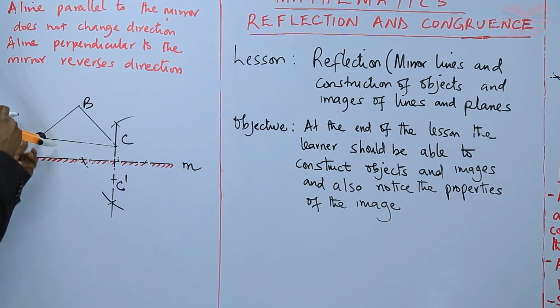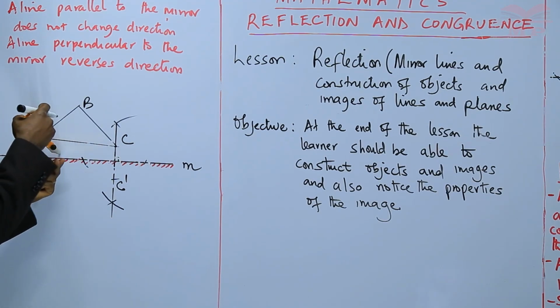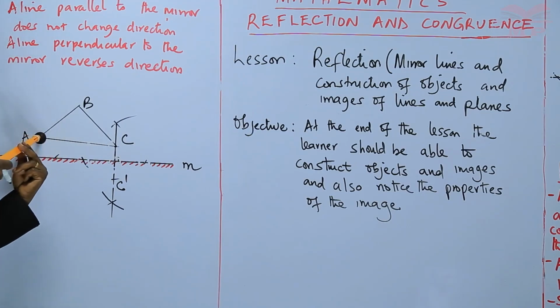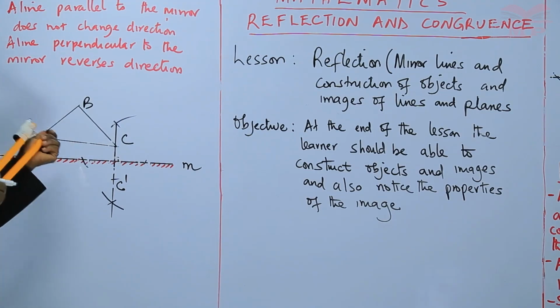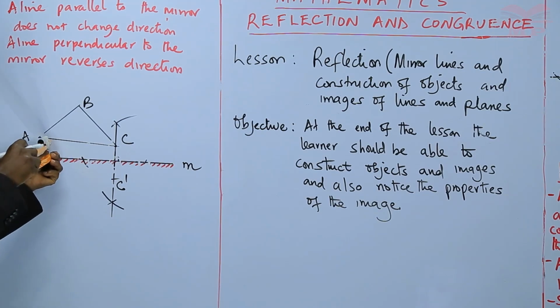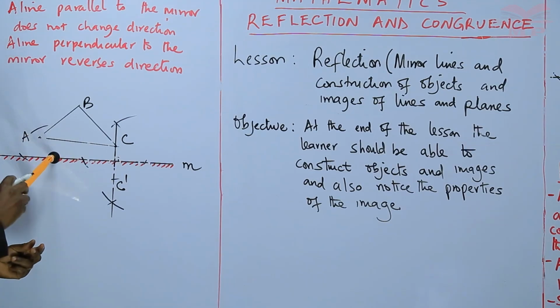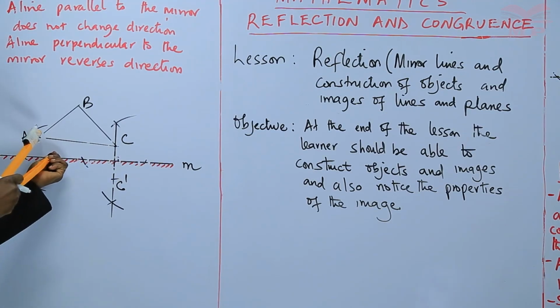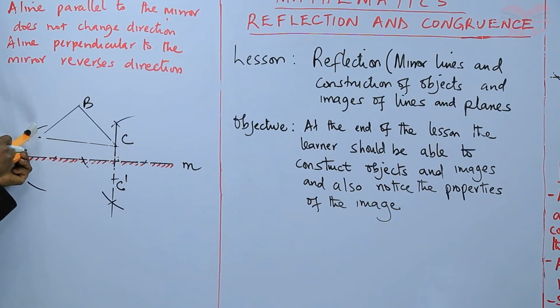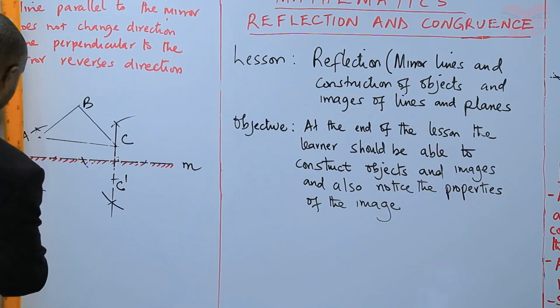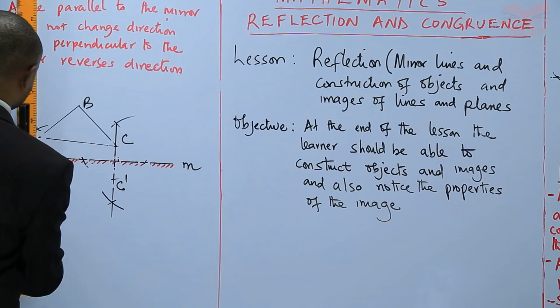For A, strike an arc. Remove. For the perpendiculars, strike an arc. Strike an arc below. Remove. Strike an arc. Strike another arc below. Then you join. You'll get the perpendicular.